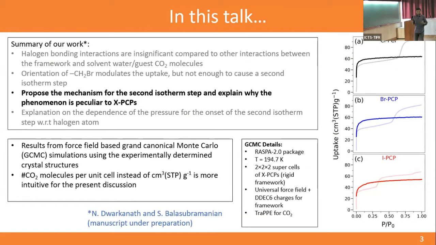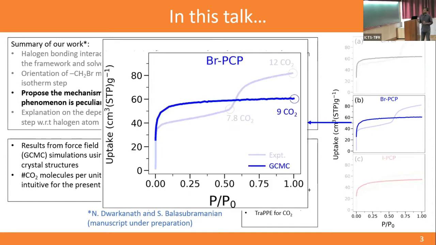Based on this work, we set up some simulations to understand more. This is quite a comprehensive work. We've talked about many different aspects of this material, but today I'm only going to focus on the mechanism we found through our simulations, which is totally different from what the authors proposed in their experimental work. Further, I'm only going to concentrate on the bromine PCP, one of the 3 isostructural MOFs which were reported.